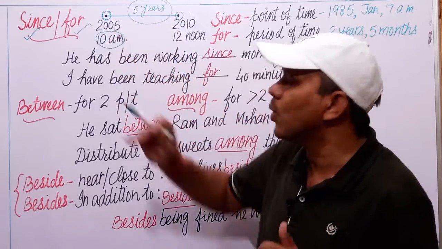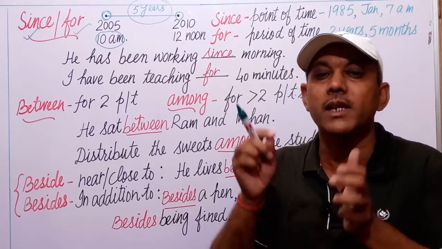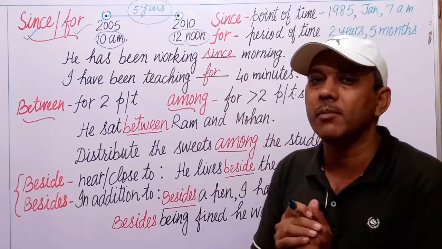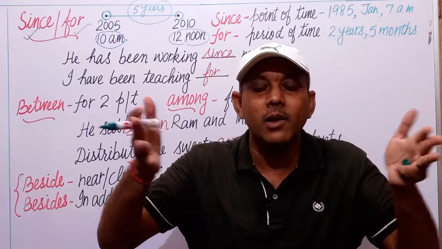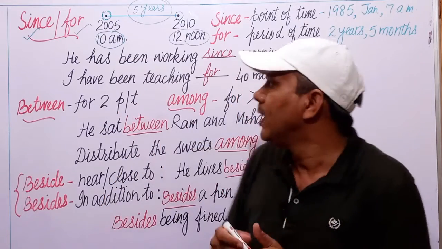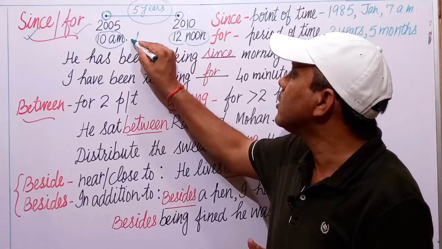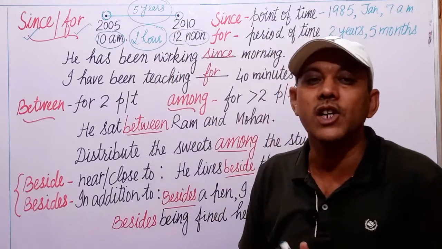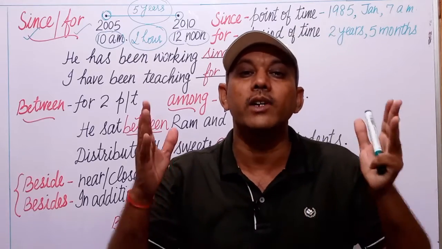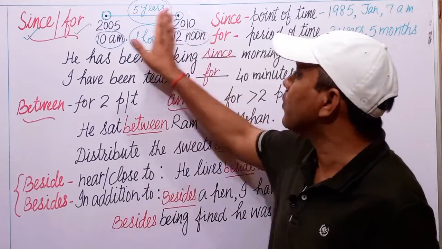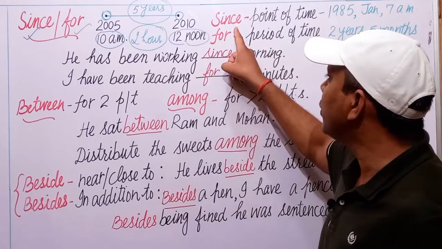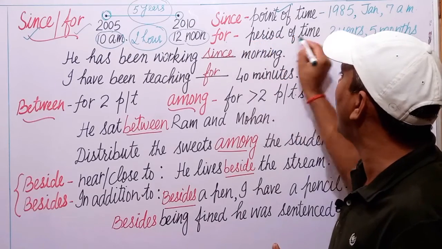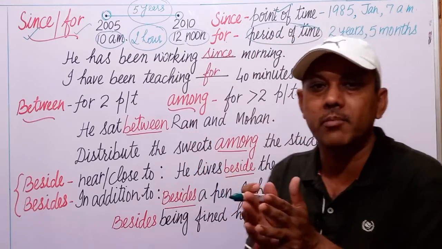Since 10 AM is used. 10 AM is a specific point of time. It ended at 12 noon, this is also a point of time. But what is the length of time? What is the period of time? This is 10 to 12, means 2 hours. For this period of time we shall use for instead of since. In this way it is very much clear that we shall use since for a specific point of time and we shall use for a period of time.